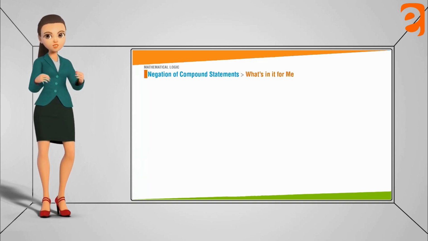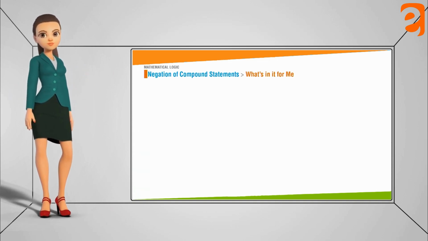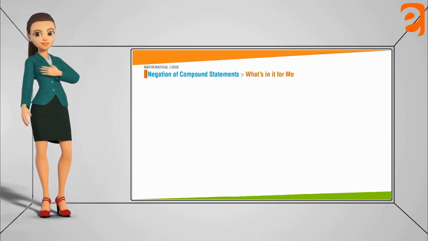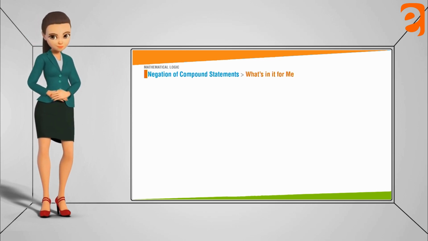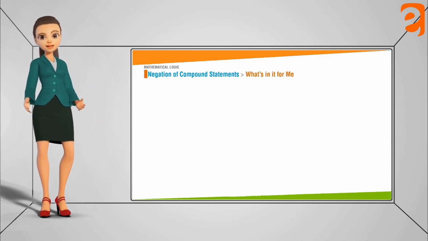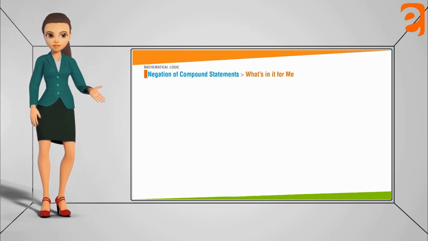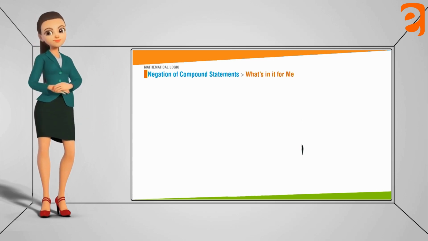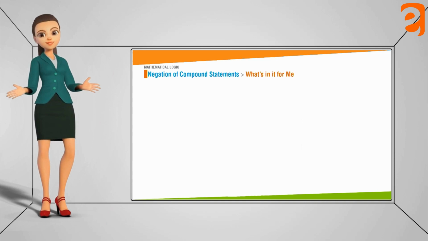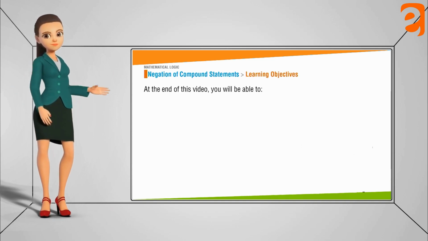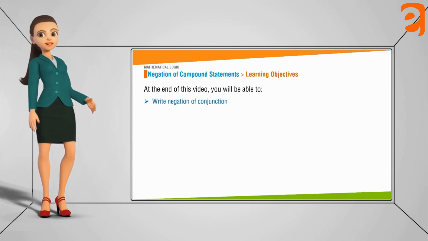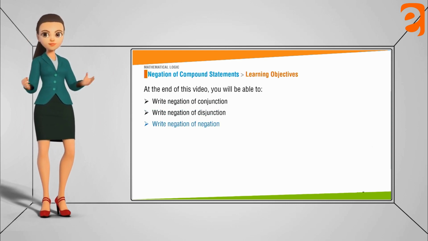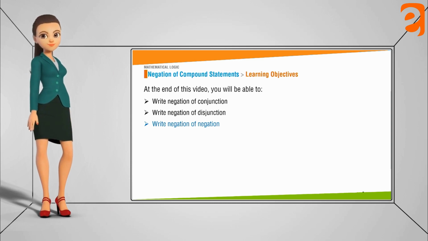Hi friends, welcome to the video on negation of compound statements. In the present video, we will discuss negation of connectives. The most common logical connectives are the binary connectives, and negation is considered to be a unary connective. So let us explain the negation of connectives with suitable examples. At the end of this video, you will be able to write the negation of conjunction, negation of disjunction, and negation of negation.